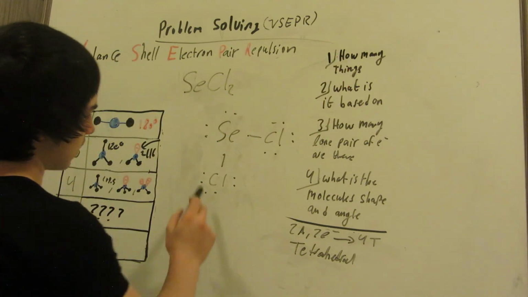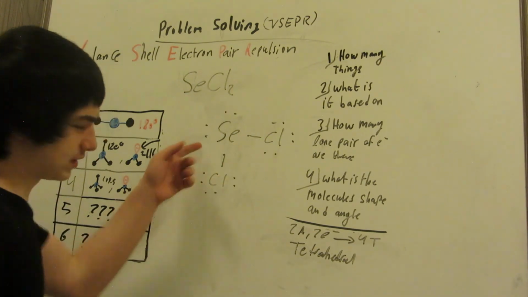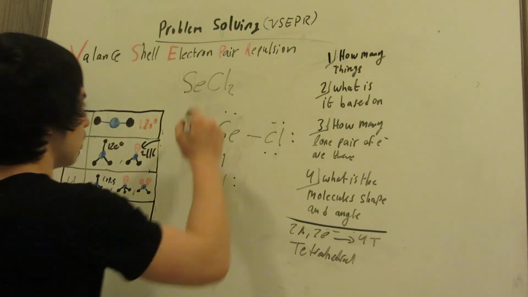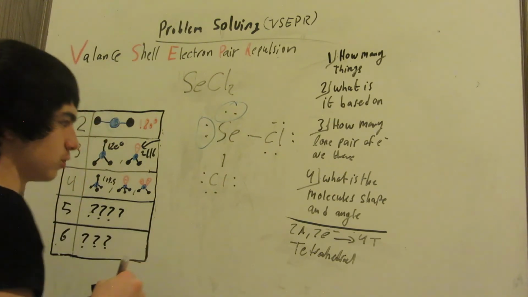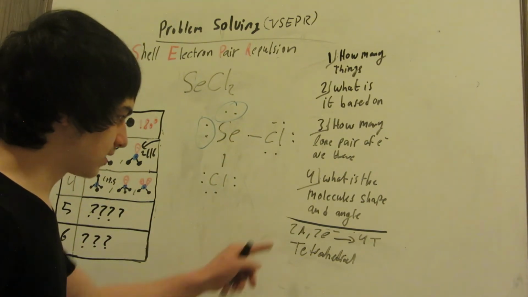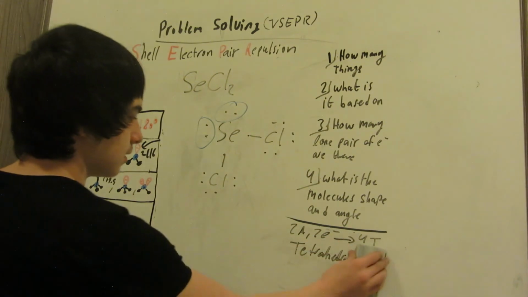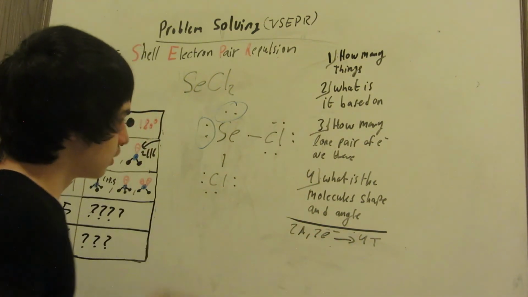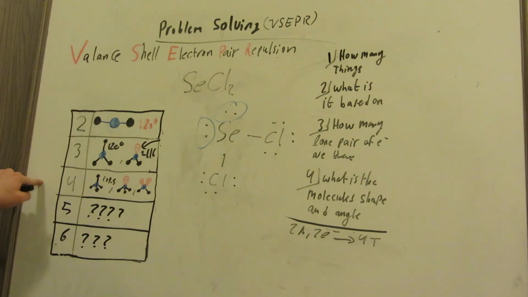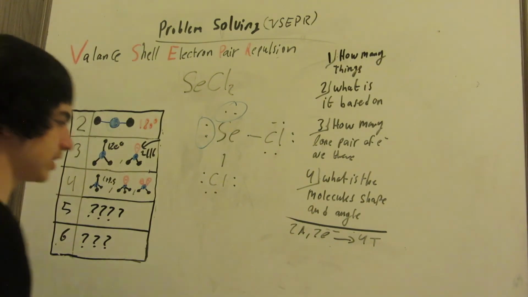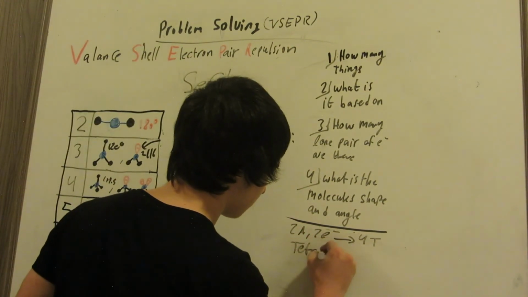So we have 1 atom, 1 atom. What do we see in the central atom? You're right, one pair, one pair. So we have 2 lone pairs of electrons. So we write 2 atoms, 2 lone pairs of electrons equals 4 things. Now, what is it based on? 4 things. We look at the shape. First one appears, it's going to be tetrahedral, so we write tetrahedral.